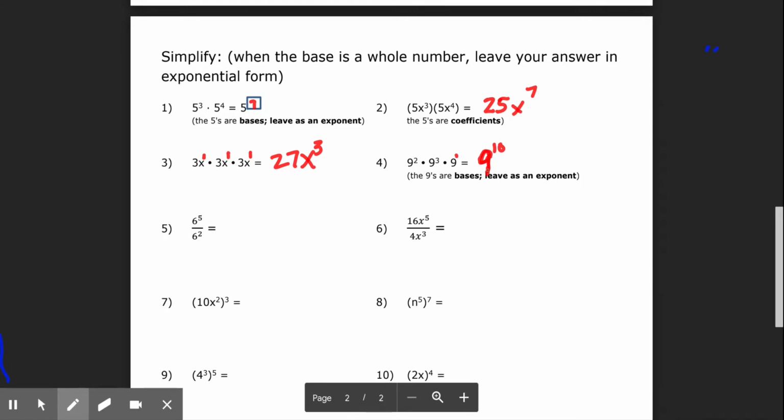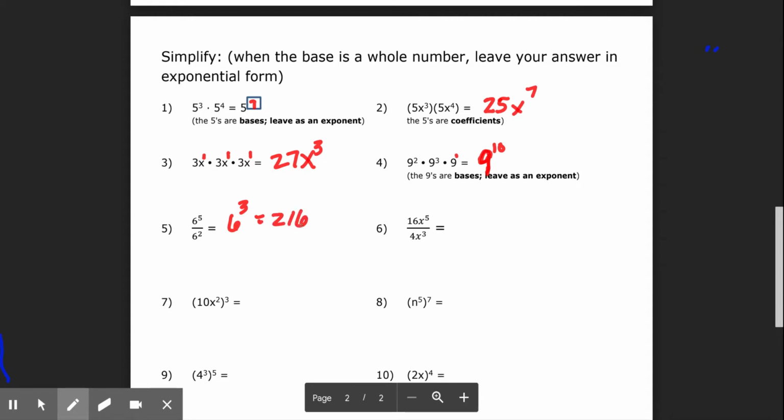Number 5, 6 to the 5th divided by 6 squared. So 6 is your base, and then we can subtract. 5 minus 2 is 3. Now some of these smaller ones, if we want to go ahead and simplify the 6 to the 3rd power, you could do that. Or you can just leave it as 6 cubed. So this is actually 216.